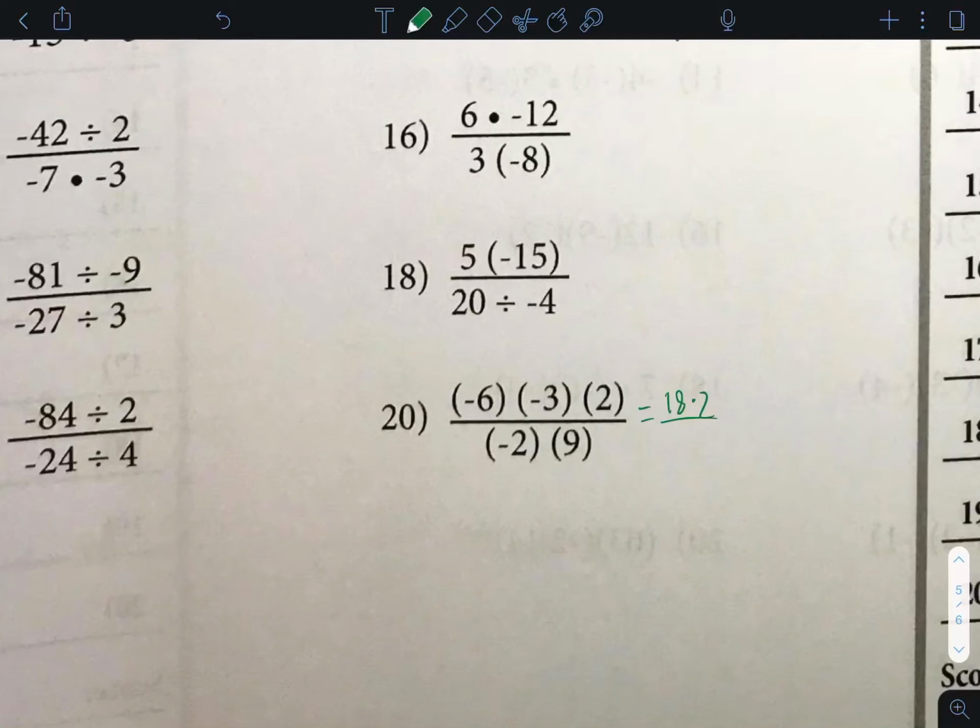Negative 2 times 9. I'm looking at the bottom. I didn't finish the top, but I'm looking at the bottom right now. Negative 2 times 9 would make negative 18. I could have done this in the last step to save us a little bit of time, but here we can see we have an 18 on the top and a negative 18 on the bottom. So what I can do is I can divide the top by 18 and divide the bottom by 18. We're reducing is what we're doing.